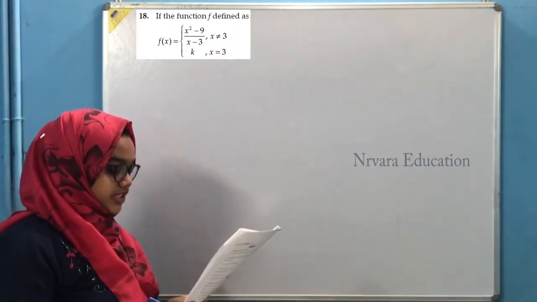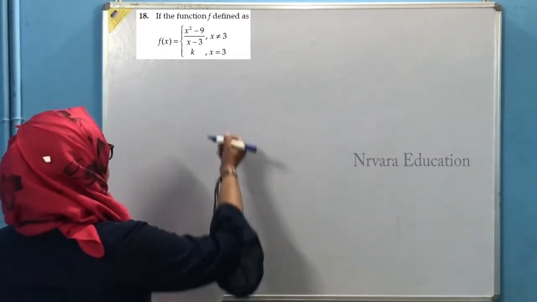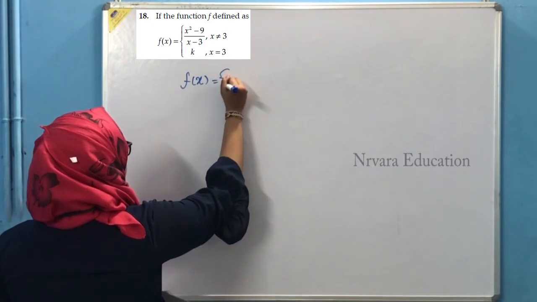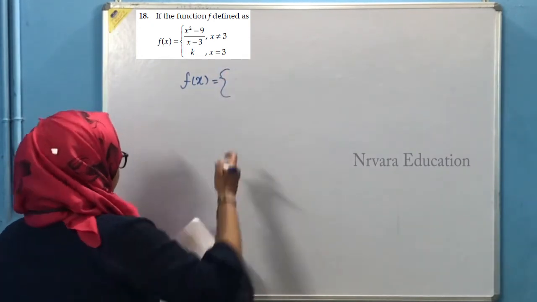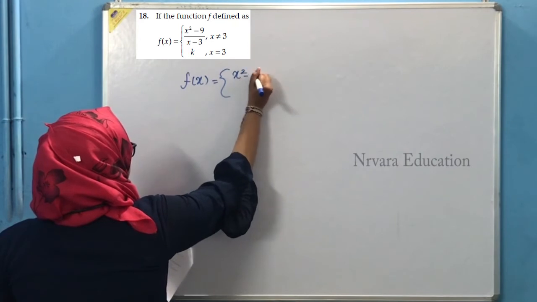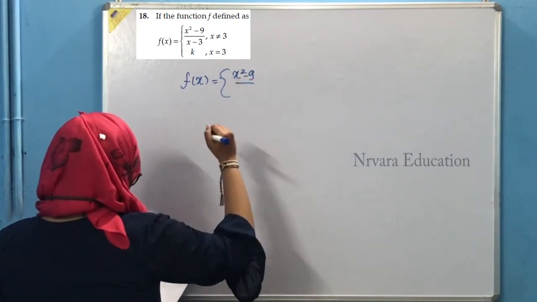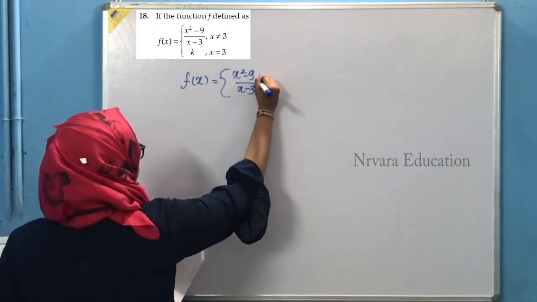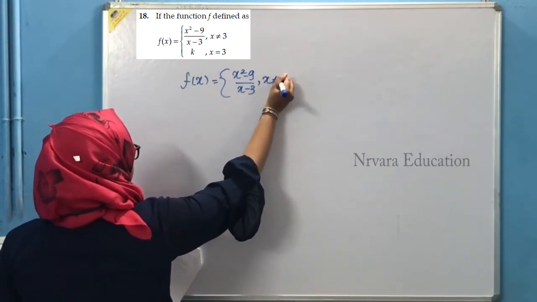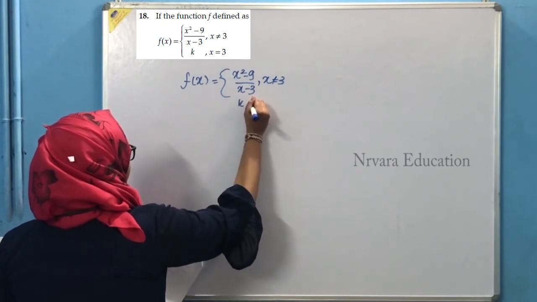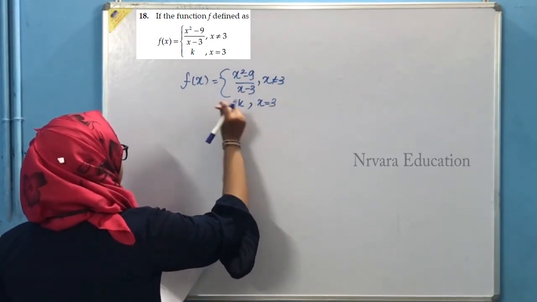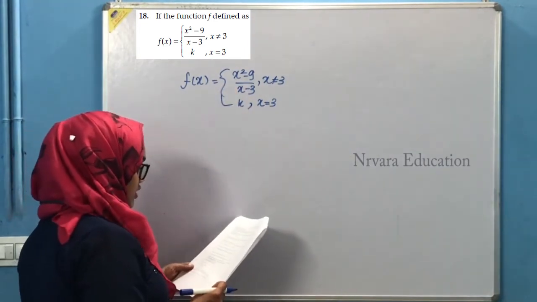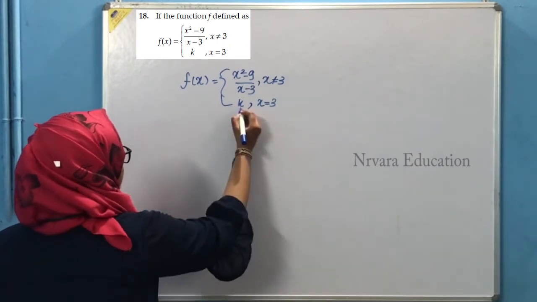In the 18th question, the function f is defined as f of x equals x square minus 9 by x minus 3 if x is not equal to 3, and k if x is equal to 3. And the information is given that the function is continuous. So we are supposed to find the value of k.